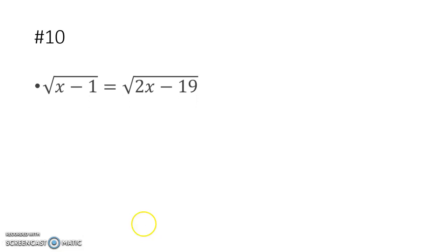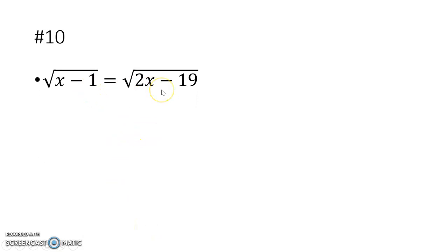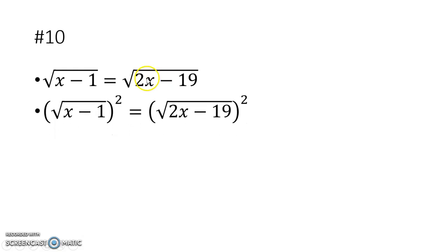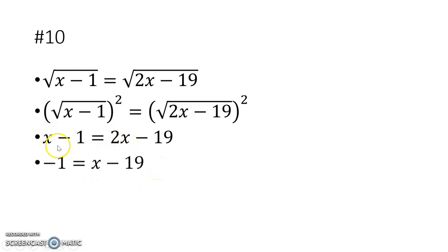Number 10. Here we have a radical on each side, so you're just going to square both sides. That's the index. The radicals go away at the same time. Your next move is to subtract this x from this 2x. Okay, so if you subtract x, 2x minus x is x. Then you have negative 1 and negative 19. Add 19 to both sides. 19 plus negative 1 is 18.